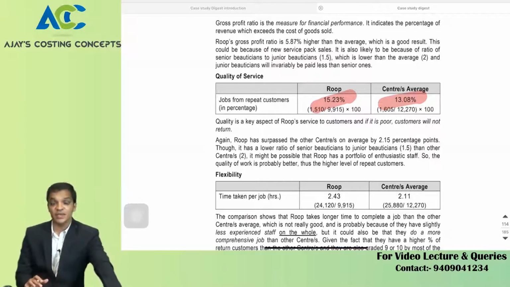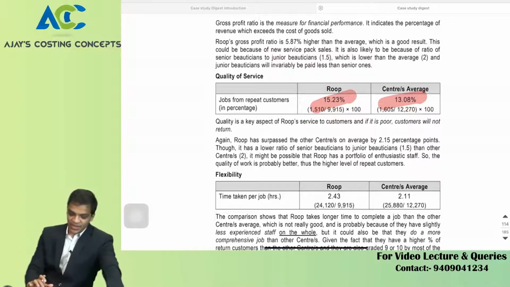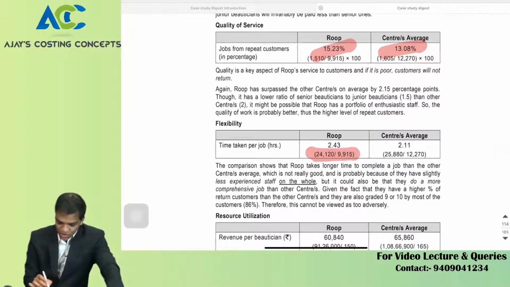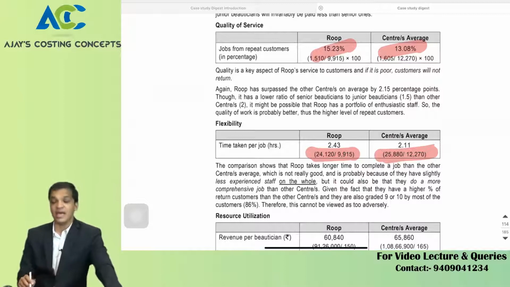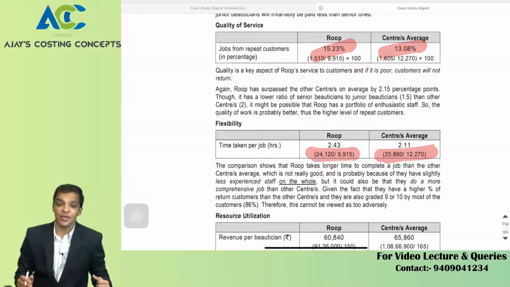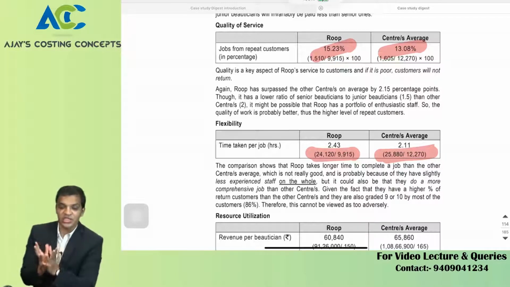Next, flexibility. Here I want you to consider that the flexibility is not that good as a whole, because the time taken for this job compared to the time taken by the average center is higher for us. But this is something we cannot compare, because there are various services that we have been providing. When you provide multiple services, you cannot compare the time taken or hours taken per job.